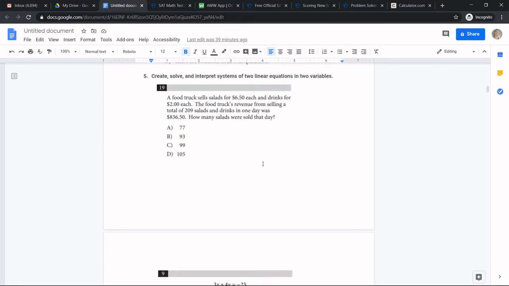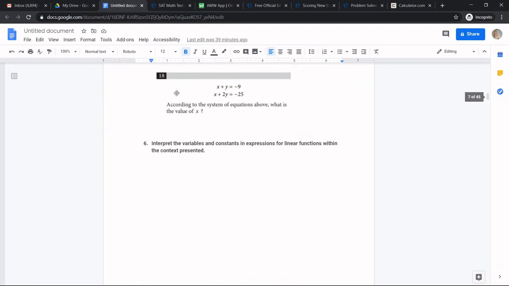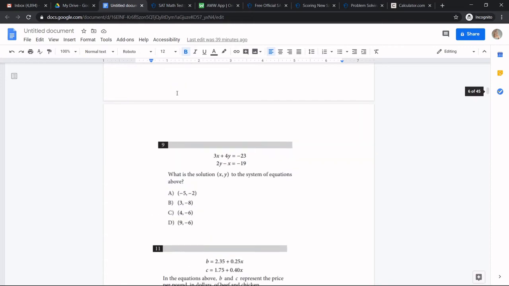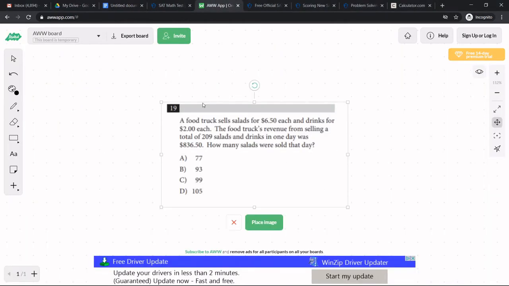Alright. Now we're going to do creating a system of equations and solving it. This is actually one of the more common things that you'll see on the SAT as well. A lot of these in the first section are really common.